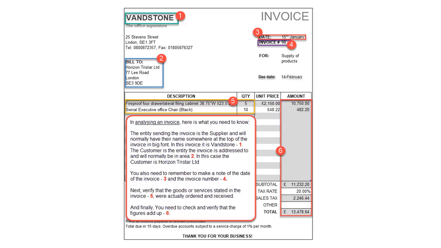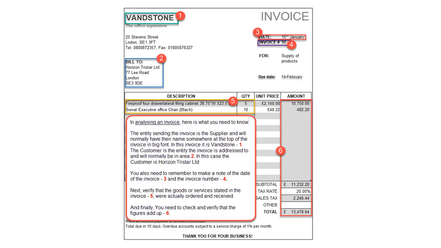Next, you need to verify that the goods or services stated in the invoice, the area marked 5, were actually ordered and received by the organization. And finally, you need to check and verify that the figures add up. So when you look at 6, you have the net amount, which is quantity times unit price for those two items, gives you a subtotal, and then there's a tax rate of 20% and gives you a sales tax of 2,246 and 44 pence, and then a gross total of 13,478 and 64 pence.